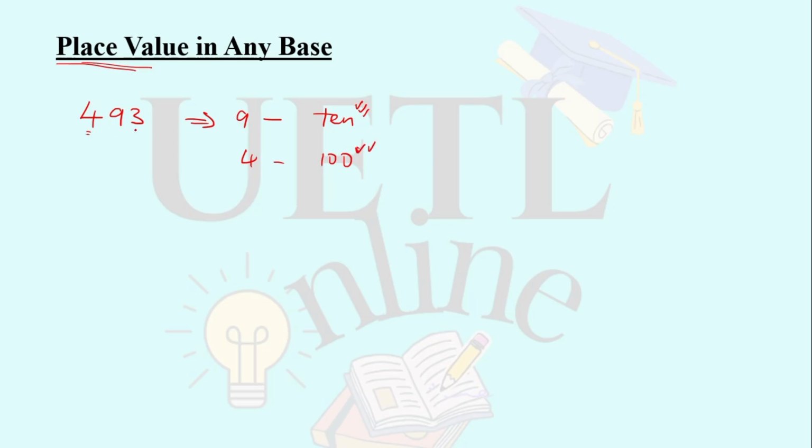This number is in base 10. The numbers we use every day are in base 10. To find the place value, we just count from 0, 1, 2. The place value of 3 is going to be 10 to the power 0, and 10 to the power 0 is 1. This is the meaning of a unit.